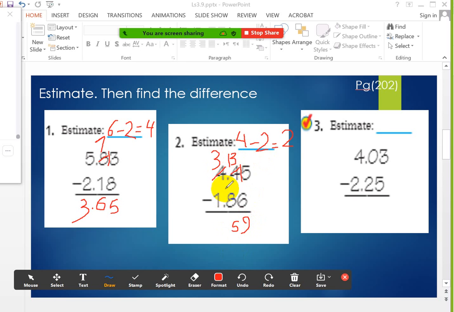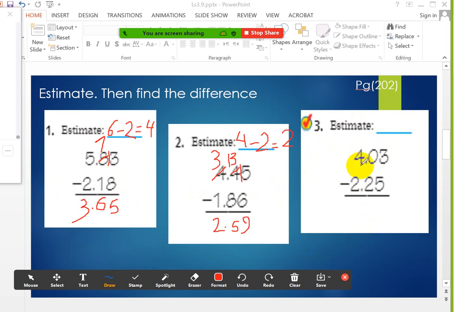What about the decimal point? I will take it and put it under the decimal point in the same location. Now 3 minus 1 equals 2. So the final answer is 2.59 hundredths. Okay?